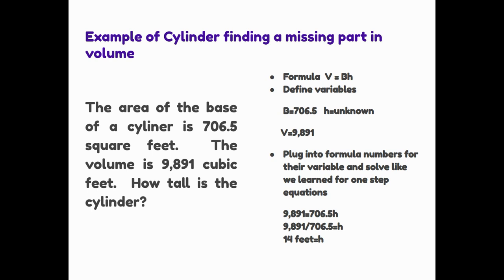Well, we define our variables. We know the base, because they told us, is 706.5. We don't know the height because that's in the question: how tall is the cylinder? Tall is for height. They tell us the volume is 9,891. They use the word volume. So we plug into the formula numbers for their variable and solve it like we learned from one-step equations. Our one-step equation here is 9,891 is equal to 706.5 times h. Divide both sides by 706.5 to get our h. That gives us 14 feet.